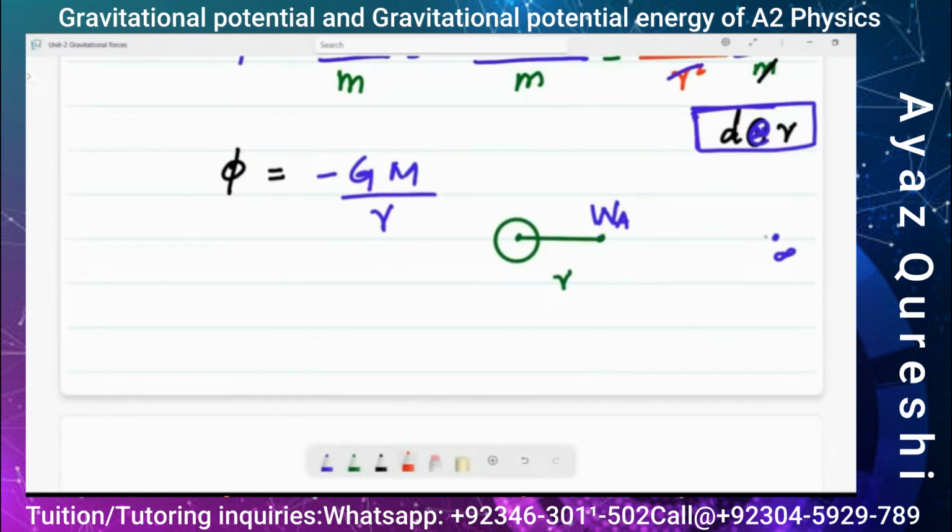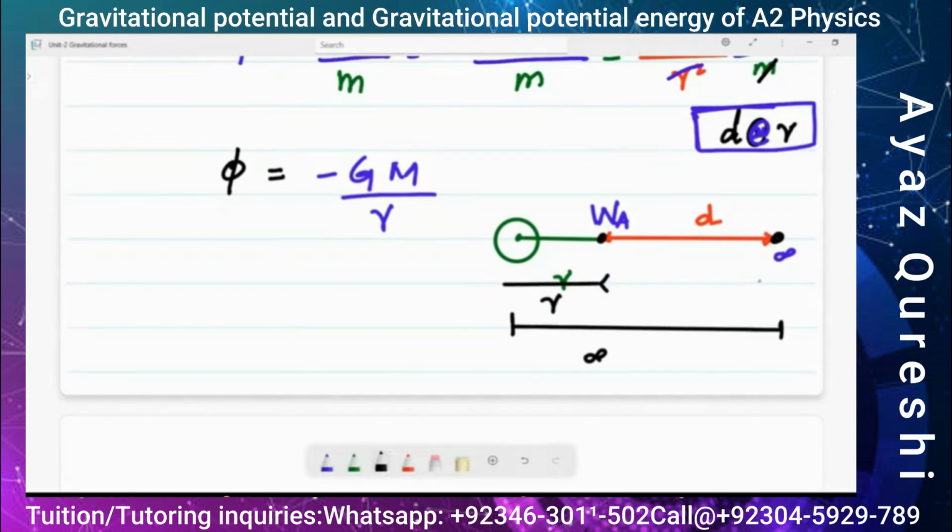This d is the distance traveled by the body when it was brought from infinity to this point. So this is your infinity, and this remaining part is your r. If I write this remaining part, can I write infinity minus r?